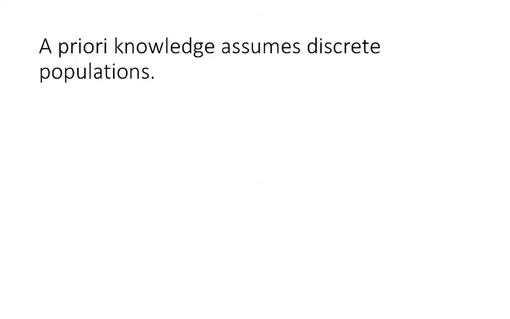So just to differentiate, a priori knowledge assumes discrete populations ahead of time. And yes, this is actually a term. The first time I taught this in molecular ecology, one of my students thought I just spelled prior wrong. But no, this is real, I promise, it's a real thing.